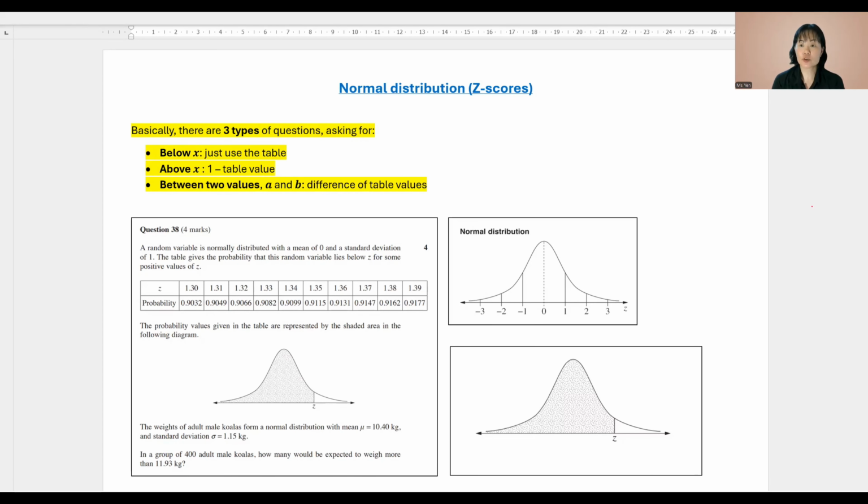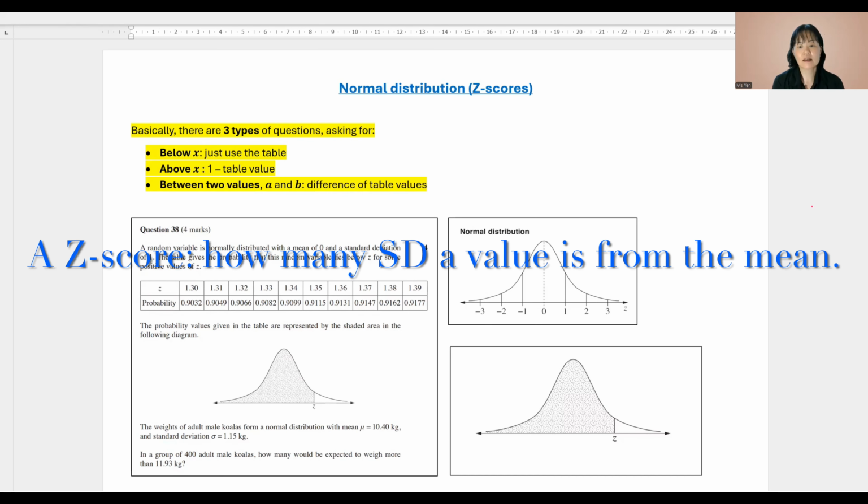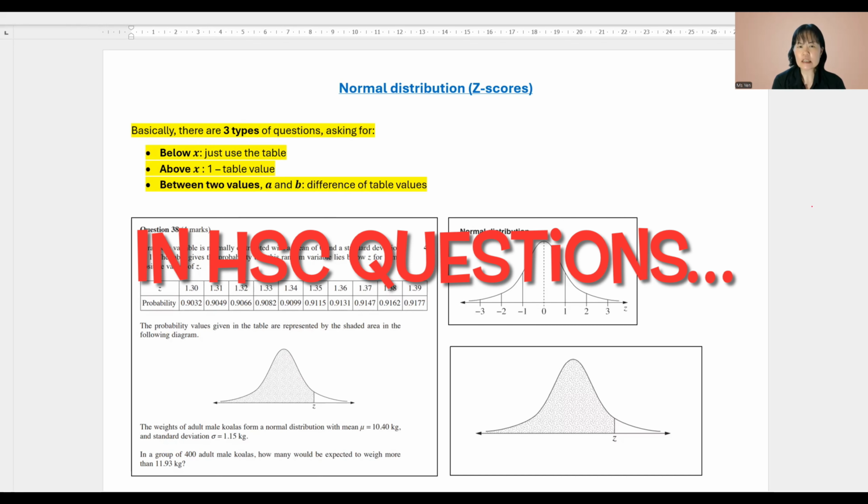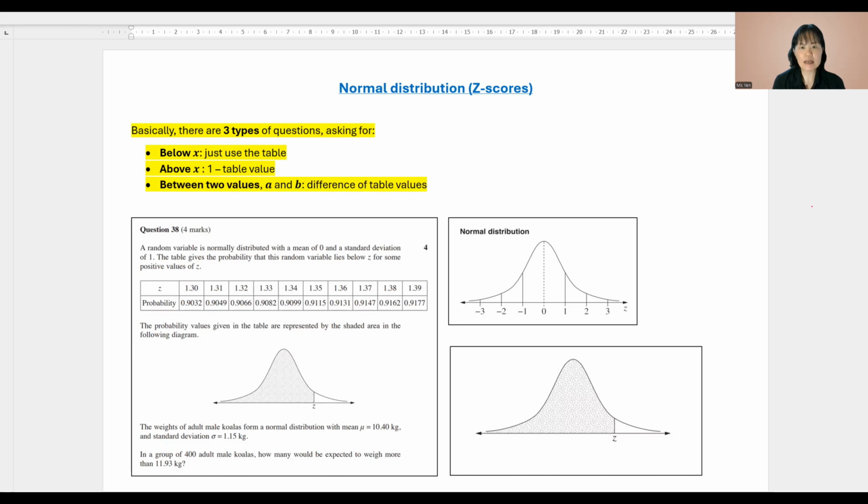Today we're going to do 2 HSC questions on z-scores. A z-score tells us how many standard deviations a value x is from the mean, the average. And normally there are 3 types of questions they will ask.